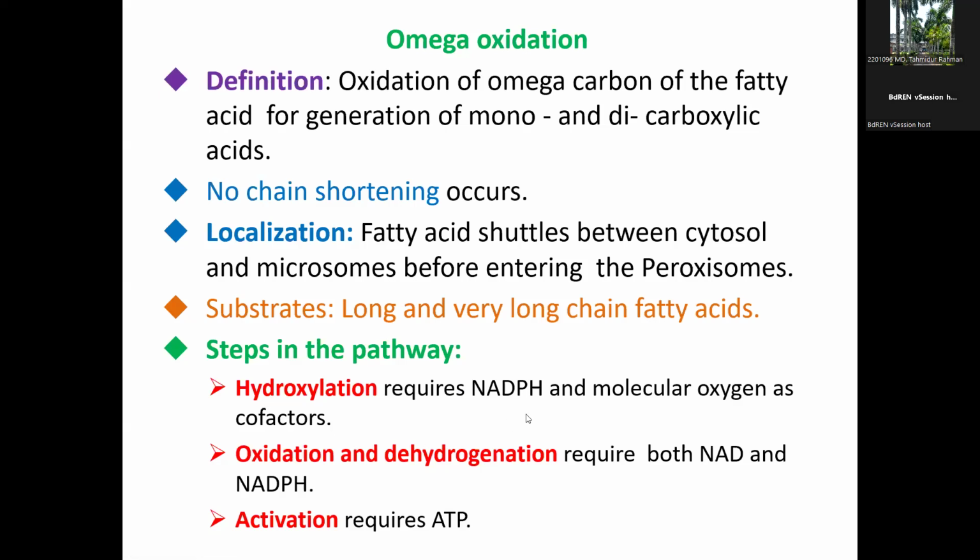Here NADPH is usually used, and molecular oxygen as the cofactor. There hydroxylation will be happening. Then oxidation and dehydrogenation. Here NAD and NADP are required. Here also NADPH. So this reaction, I mean omega oxidation, usually happens where NADPH is very much available. Activation requires ATP. So we are going to discuss these 4 steps.